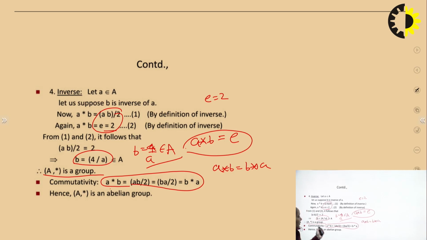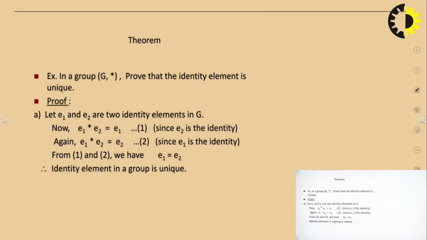I think this is clear about the monoid group and abelian group. So we can take one more question. In a group G with the operation multiplication, we have to show that the identity element, if it exists, is unique. That means in a particular set of elements, there should not be more than one identity element.